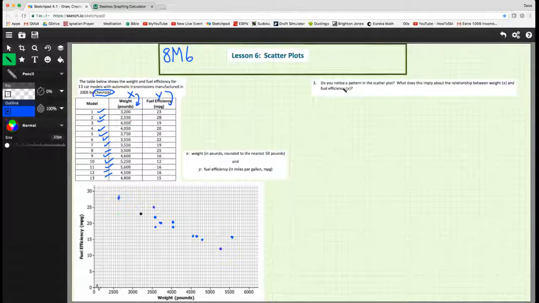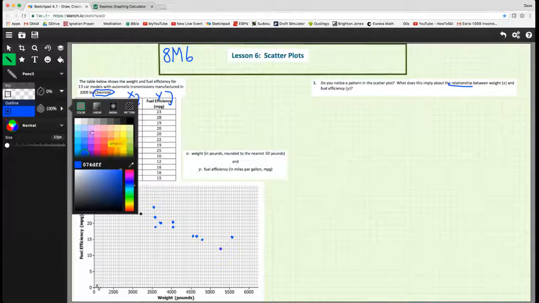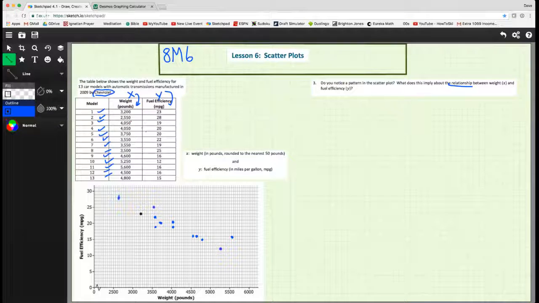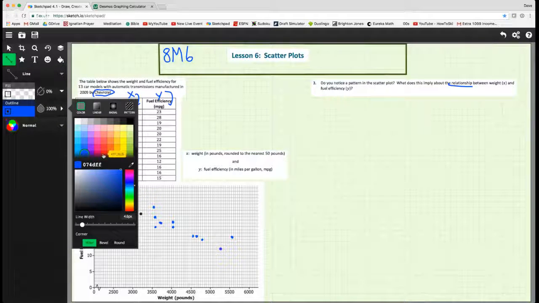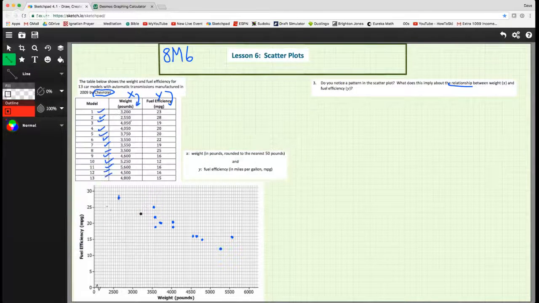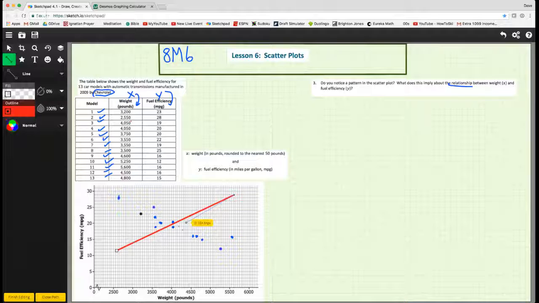So let's see, do we notice a pattern in the scatter plot, and what does this imply about the relationship between weight and fuel efficiency? Well, let's look at this. Let's look at a few versions, a few lines that might fit this data. So that's what we're looking at when we're looking at a pattern. We're kind of looking at, as one goes up, do we think it goes down? Do we think that's a good match? Do we think as we go, does it go up? Well, that doesn't look like a good fit.